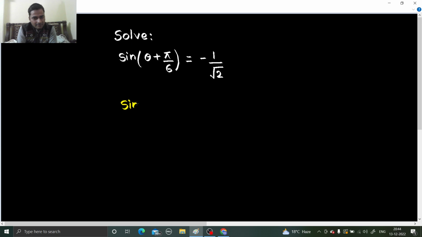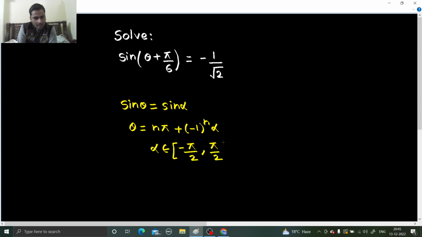sine theta equals sine alpha, then we directly report our answer as theta equals n pi plus minus 1 power n alpha. And here some restrictions are there: your alpha should lie in this interval, minus pi by 2 to pi by 2, and your n should be an integer.